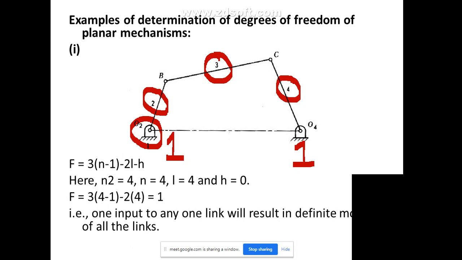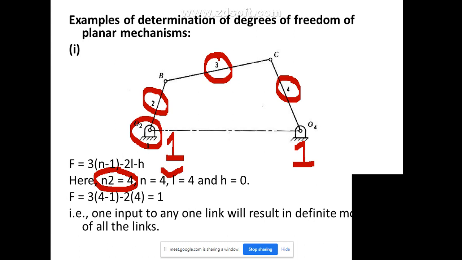So in total there are 4 links, and all these 4 links are binary links. We have only single lines. There are no ternary or quaternary links. All are binary links, so N2 is 4, and the total number of links also becomes 4.